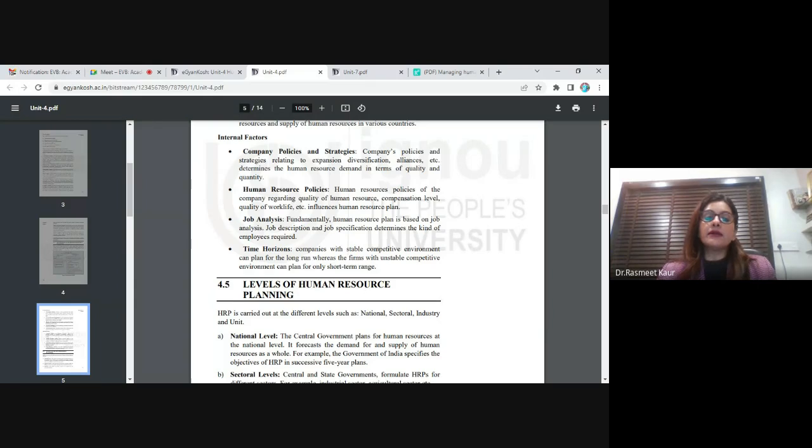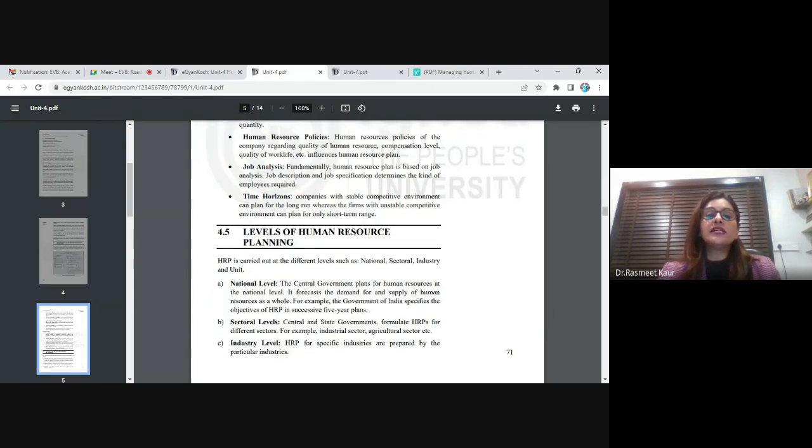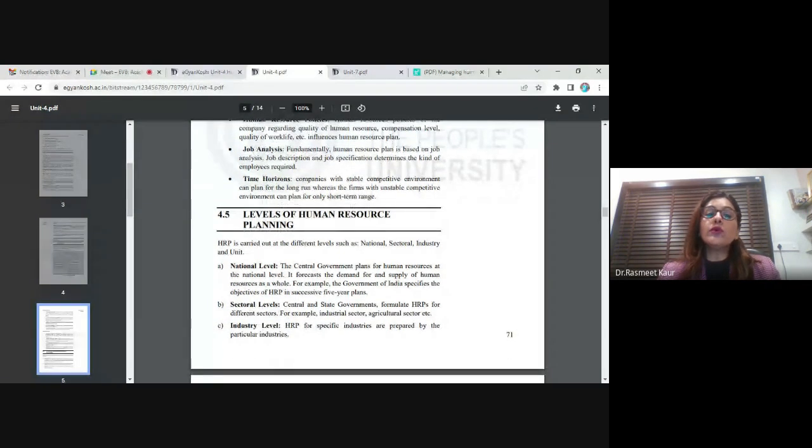In the same manner, when you do HR planning, you need to consider both of them. I just cannot go with the internal factors and exclude all the external factors. I would not be able to do a proper human resource planning. For me as a manager to do proper HR planning, I have to have an understanding of both the external as well as the internal factors.